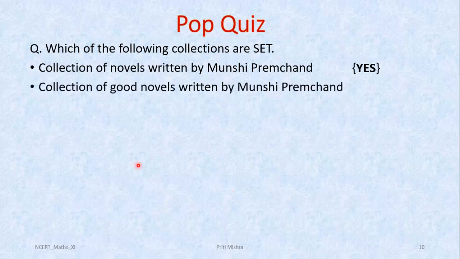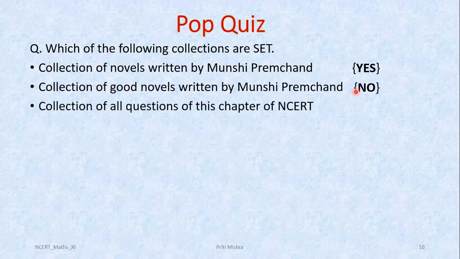Next one is the collection of good novels written by Munshi Premchand. Is this a set? I have explained to you, whenever you get terms like good, best, most renowned, these are not well-defined terms, so we are not able to make a set on this basis. That's why this is not a set.